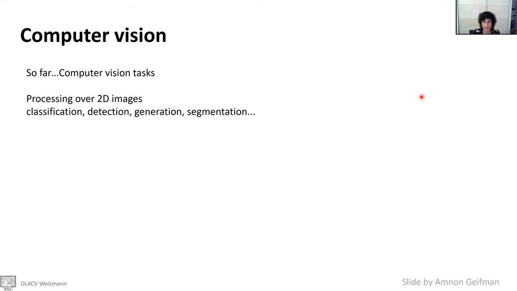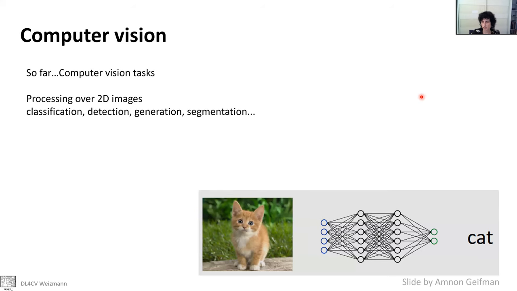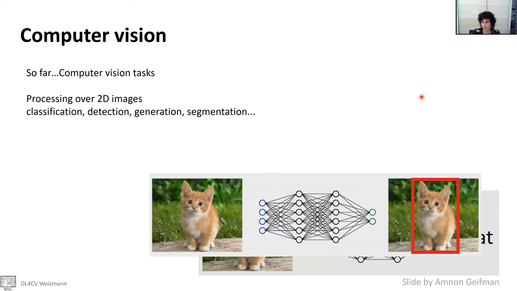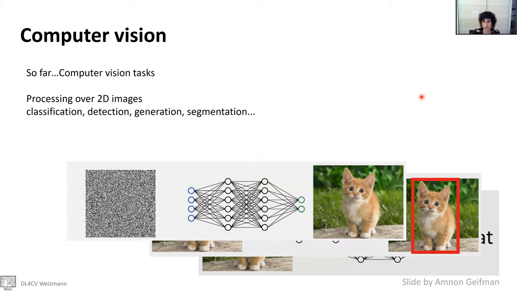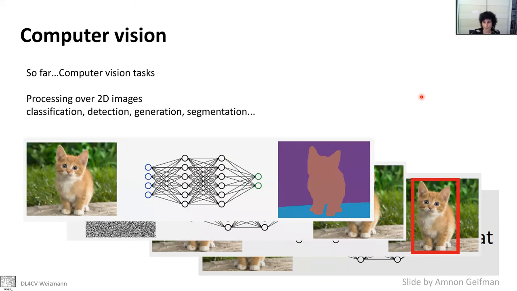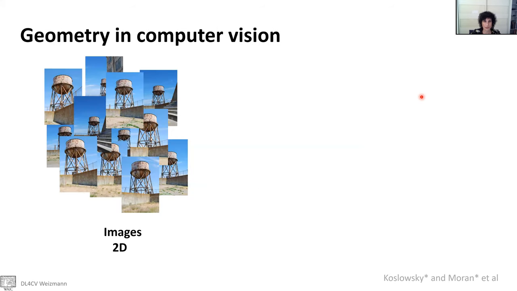So far we dealt in this course with computer vision tasks, processing over 2D images. We heard about classification, detection of an object in an image, image generation, segmentation. Actually, there is another interesting topic in computer vision, which is called geometry.